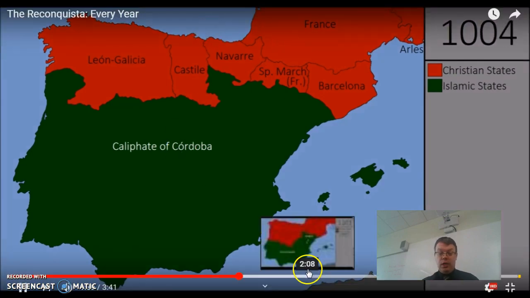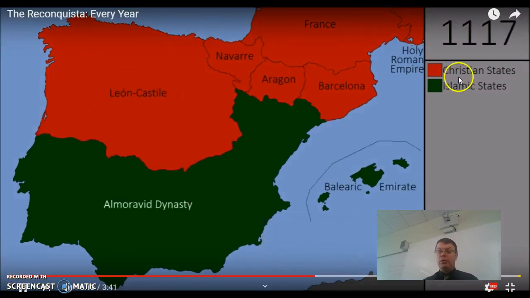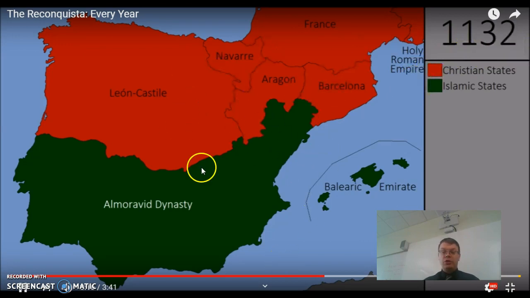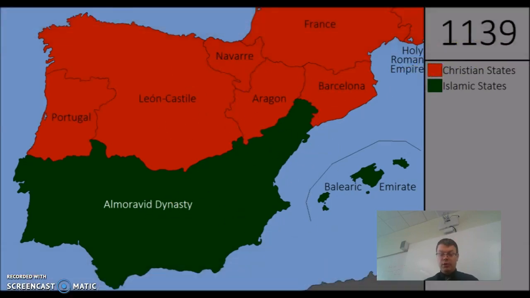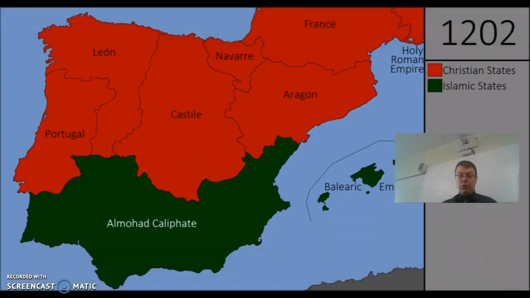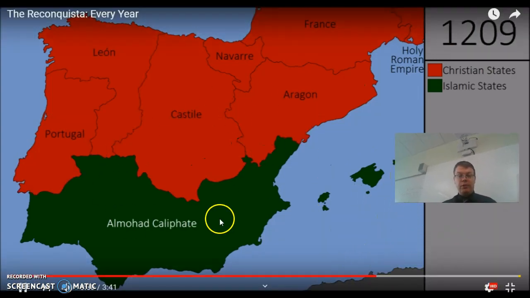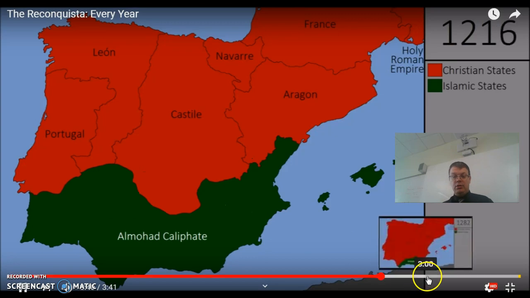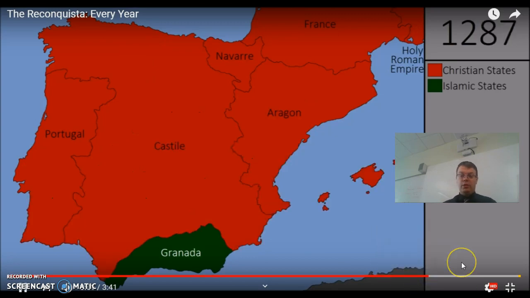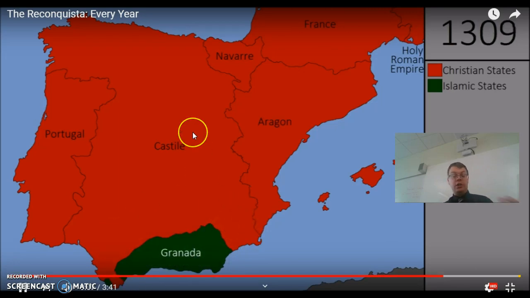So, we'll fast forward here a little bit. You can see around 1100 that it becomes mostly Christian and less Muslim. When we get to around the year 1200, now we're seeing it again. It is almost all Christian land. And here we get to around the 1300s, and there's just a little tiny bit left until we get to 1492, and Spain becomes a Christian land again. And that is the Reconquista.